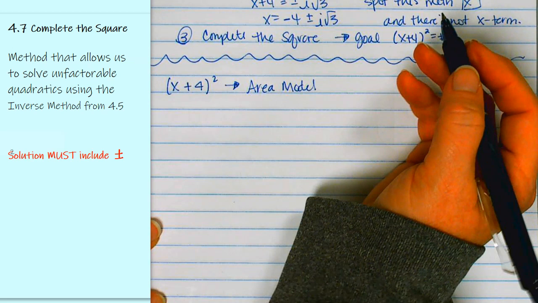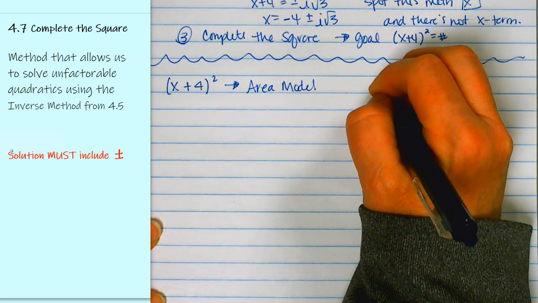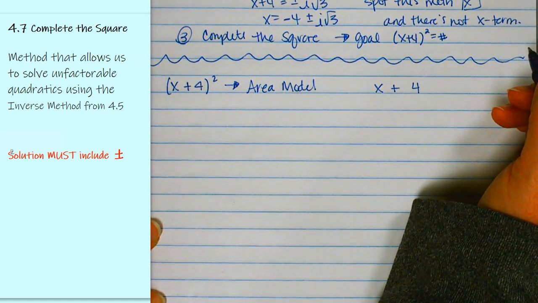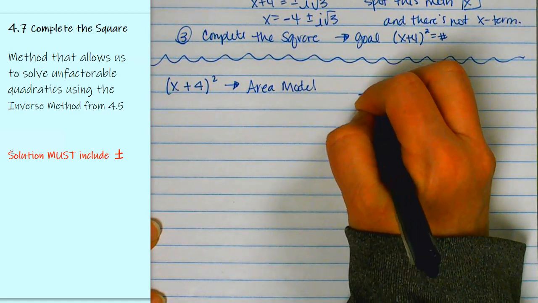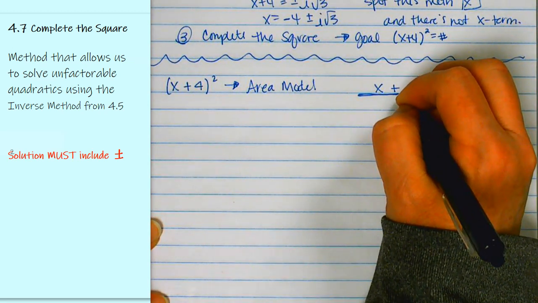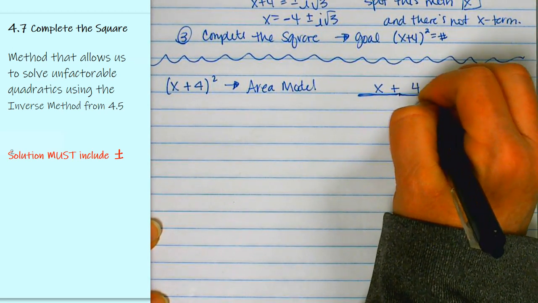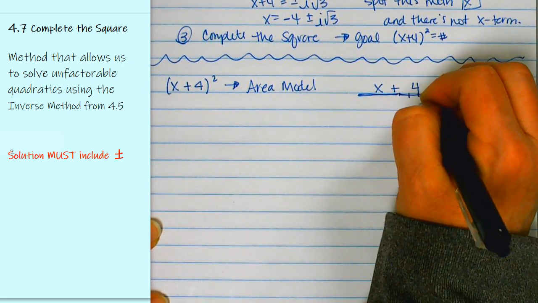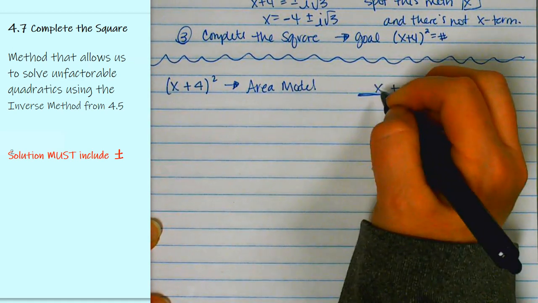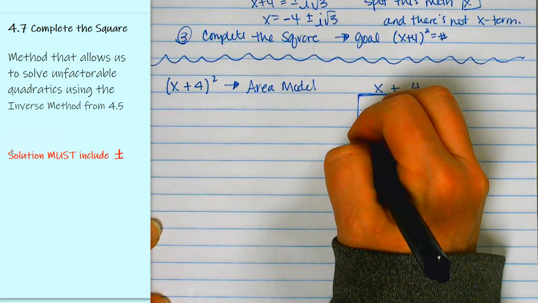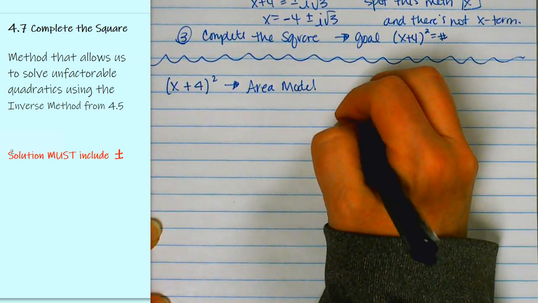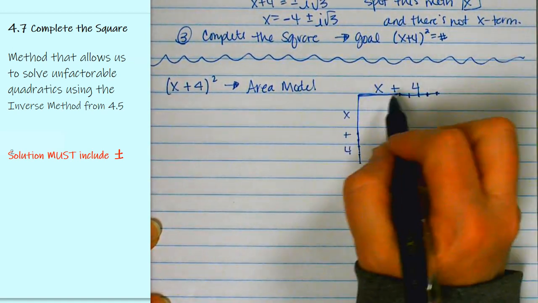So an area model would look like this. We would have x plus 4 as a side of a quadrilateral. So I'm going to call this piece x, and then I'm going to say that I have up to here, and I'm going to add 4 to it. So 1, 2, 3, 4 little tick marks there. On the other side, I have the same thing. I have x, and then I have 1, 2, 3, 4. And you'll see what I mean by that in a second, but I've got x plus 4. So this is the length of this side.